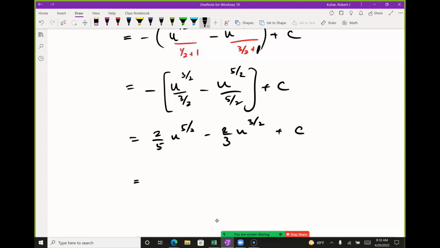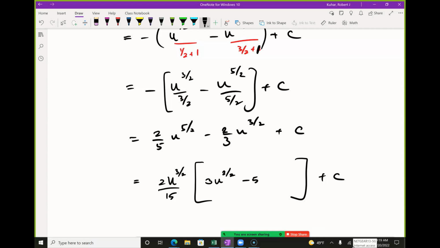So what do you see that I can factor out? At least a 3/2 squared, I think. Yes, I can factor out a u to the 3/2. I can factor out a 2, and I can factor out a 15. The 2 is obvious, the LCD, two, exactly. So I'm going to get 3 times u to the 2/2 minus 5 times 1. Yes.